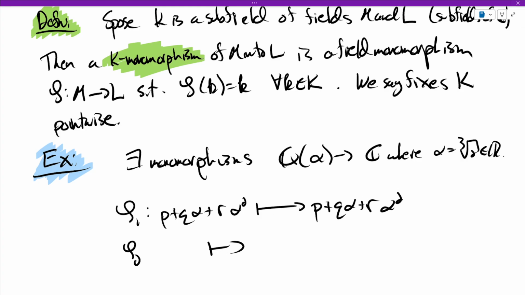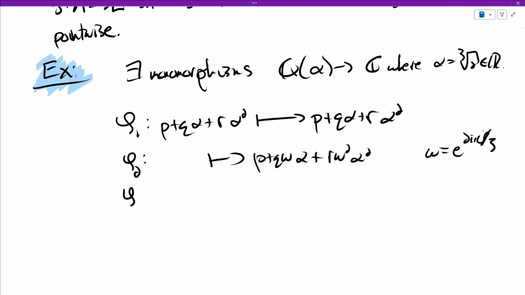There's phi 2, that takes that to P plus Q omega alpha plus R omega squared alpha squared, where omega is a cube root of unity. We can take the standard primitive one if we'd like. And then there's another one where it takes alpha and sends it to the last cube root of 2, omega squared alpha. And there are these 3 monomorphisms, and we've constructed them. We've shown they're monomorphisms, or some version of this, already a bunch of times.